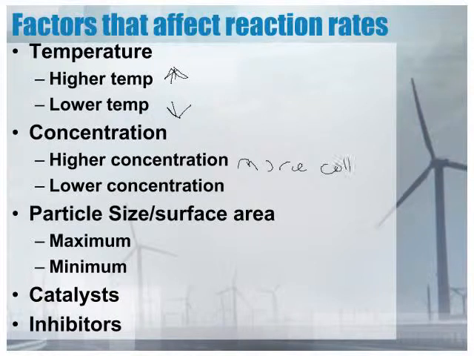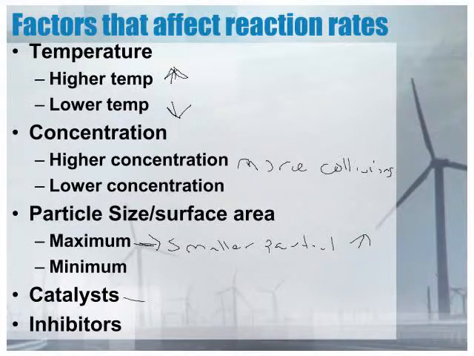So the more collisions you have, the faster it's going to go. And so obviously lower concentration is going to be the opposite of that. Particle size or your surface area. The more surface area you have, meaning the smaller particle size, the faster it's going to go. So you're going to have an increase in the rate. And minimum surface area means you're going to have bigger pieces. It's going to be lower.